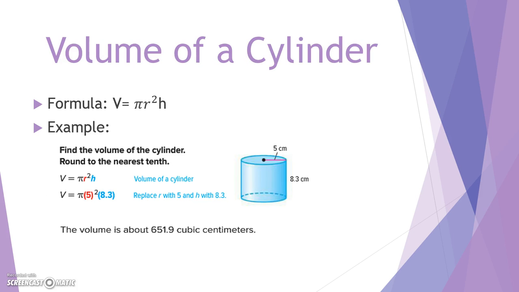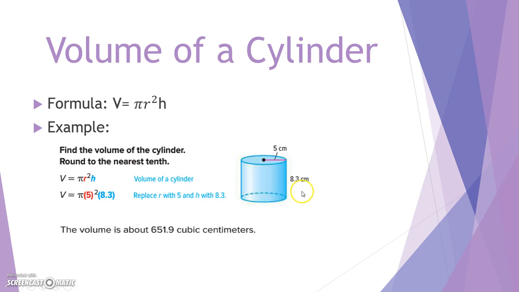First, we're going to teach you how to solve the volume of a cylinder. To solve the volume of a cylinder, you need to know the formula volume equals pi times radius squared times height. Here's an example. Because 5 centimeters is the radius of the cylinder, you will substitute r for 5.